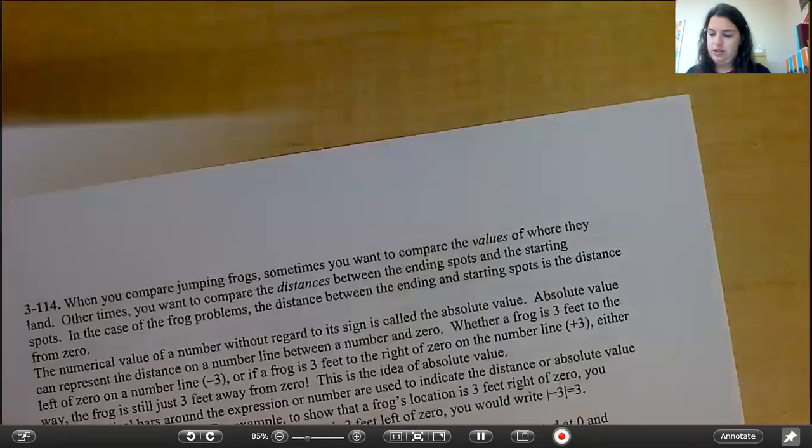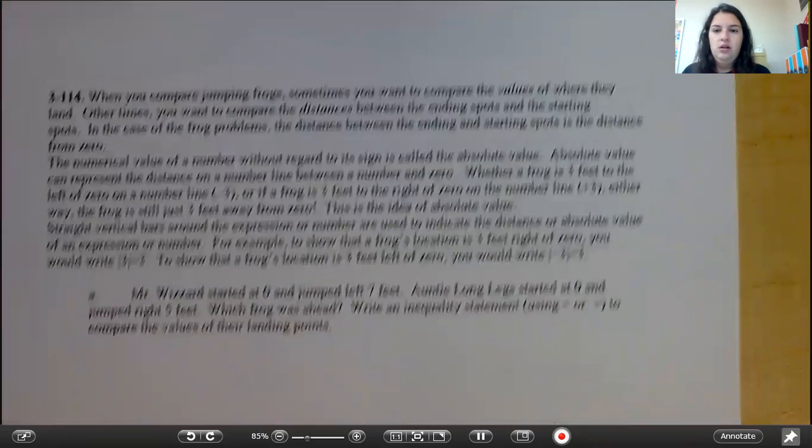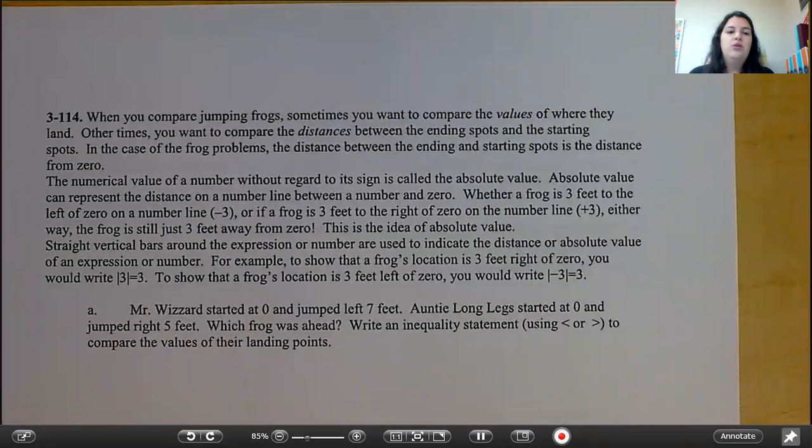Let's move on to question 3-14. 3-14 says, when you compare jumping frogs, sometimes you want to compare the values of where they land. Other times you want to compare the distances between the ending spots and the starting spots. In the case of the frog problems, the distance between the ending and starting spots is the distance from 0. The numerical value of a number without regard to its sign is called the absolute value. Absolute value can represent the distance on a number line between a number and 0. Whether a frog is 3 feet to the left of 0 on a number line, -3, or a frog is 3 feet to the right of 0 on the number line, +3, either way, the frog is still just 3 feet away from 0. This is the idea of absolute value.